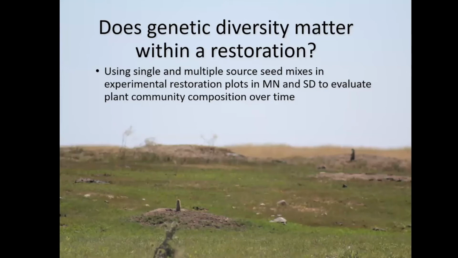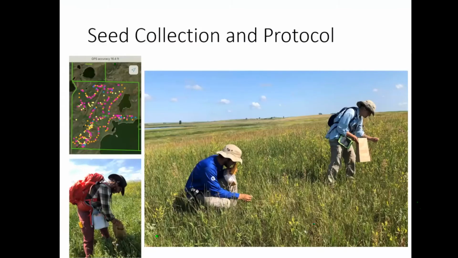So now that I have these populations mapped, I want to bring us back to my goal, which is to use different seed mixes on experimental restoration plots in Minnesota and South Dakota to look at that community composition over time. So like I said, we first mapped species and then we had to go back various times throughout the season to see if seed was viable and ready for harvesting. And so we would return to a site on our Collector app. It would look just like this top photo here, in which each point represents a species we mapped.